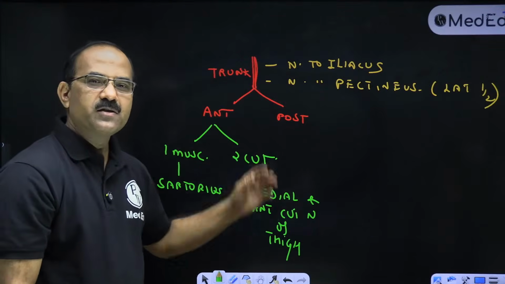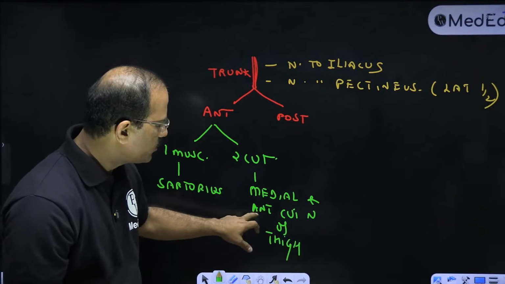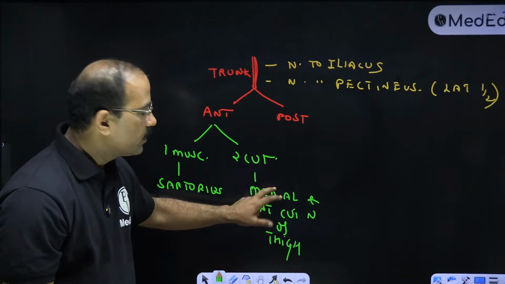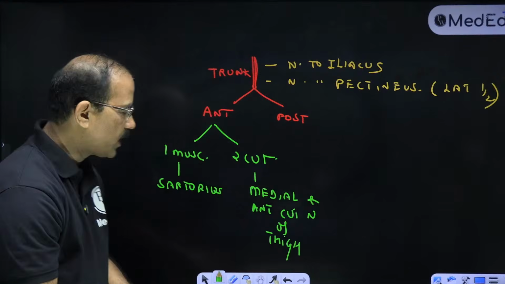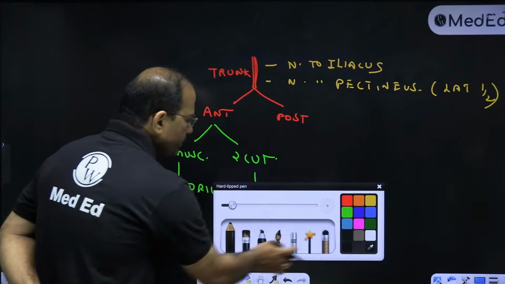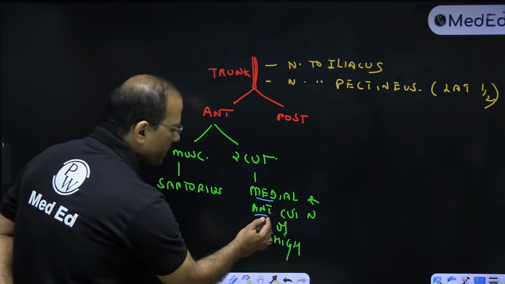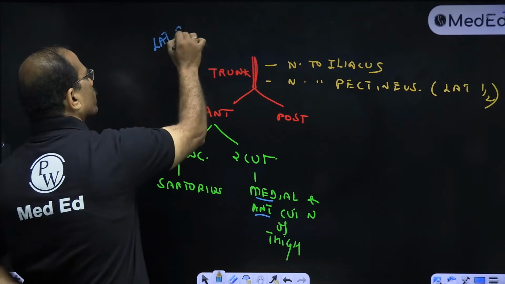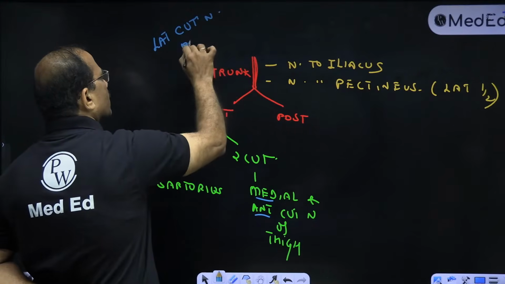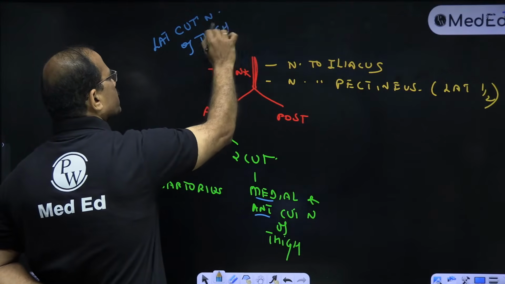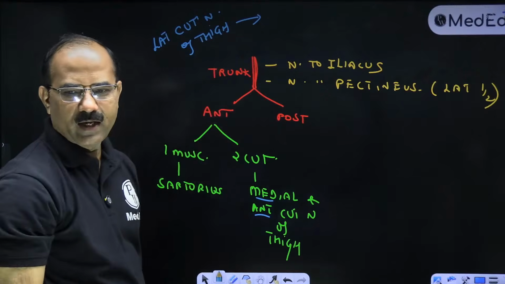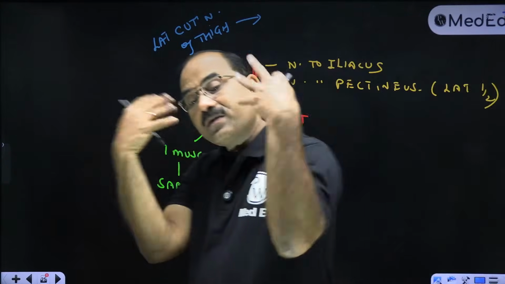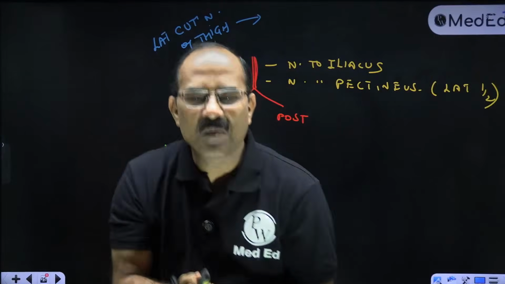Two cutaneous branches, medial and intermediate बोलो या anterior, same है, medial and anterior cutaneous nerve of thigh. There is a lateral cutaneous nerve of thigh. See, what I'm telling you is anterior and medial are branches of femoral nerve. There's a lateral cutaneous nerve of thigh. Answer this: this is a branch of what? Lateral cutaneous nerve of thigh is a direct branch of, yes, lumbar plexus.